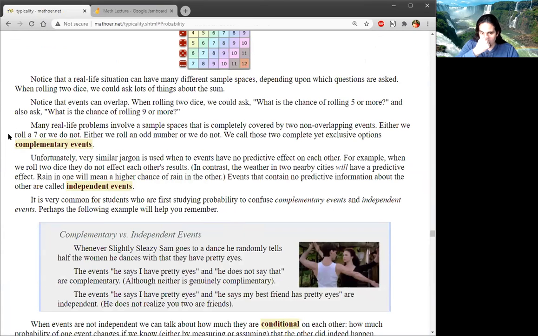Many real life problems involve sample spaces that are completely covered by 2 non-overlapping events. So we call these complementary. You've seen that word already before. It shouldn't be new. This is why we introduced it to you before. Either we roll a 7 or we don't. Either we roll an odd number or we don't. They are complete because that's all the ways it can happen. And they're exclusive. If you get one event, you don't get the other.